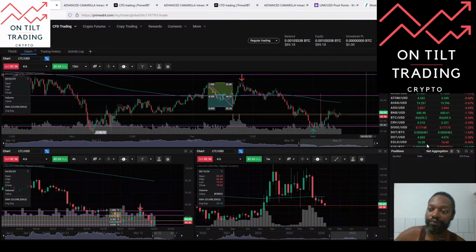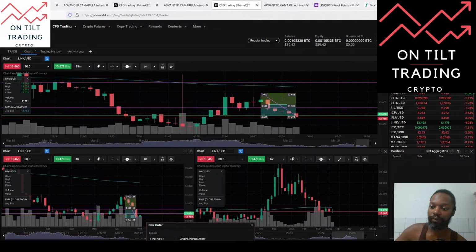Took a short. This is R4. This is R3. This is S3. So I made a traverse here. This would be called an R3 to an S3 traverse, even though I did catch it in the mid-range between R4 and R3. But as I mentioned, there's a separate video on this trade.